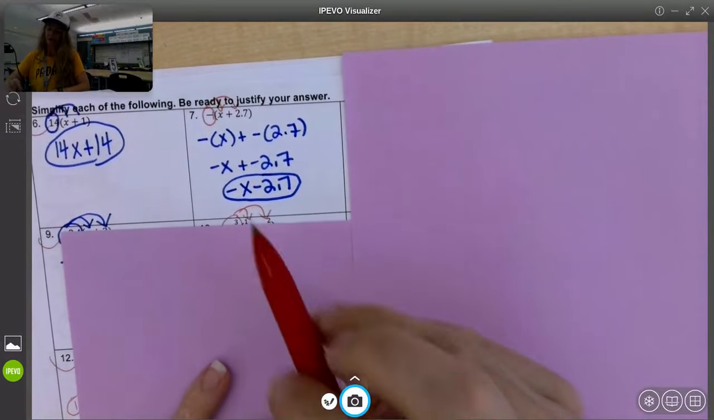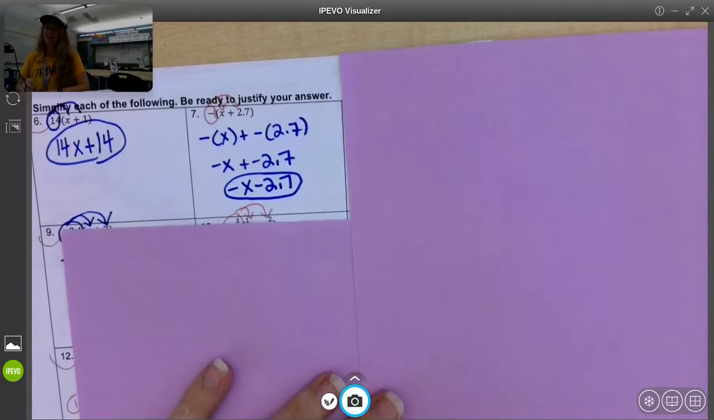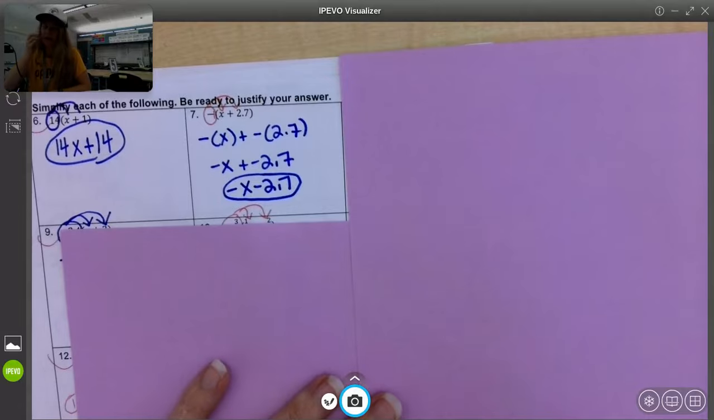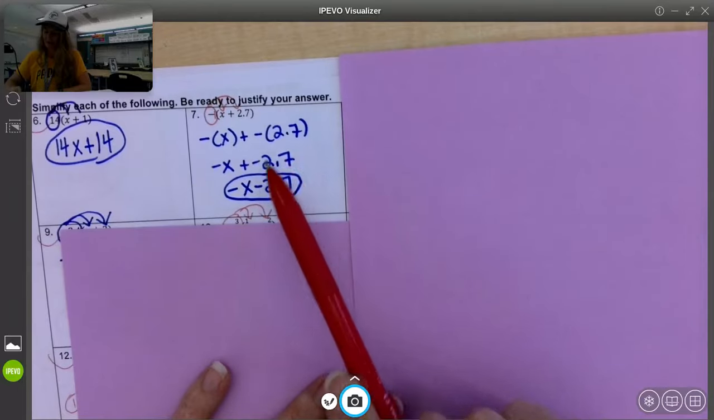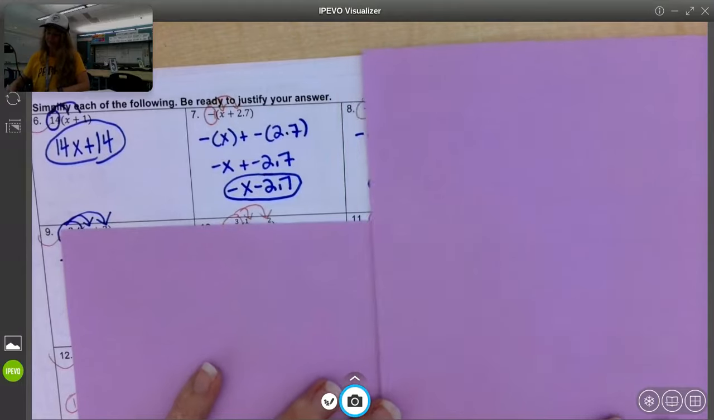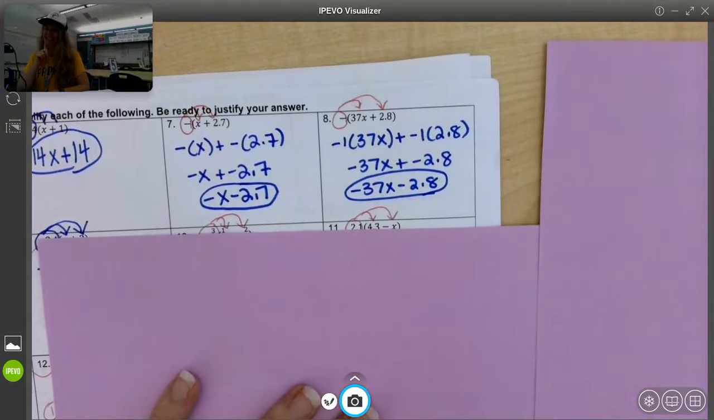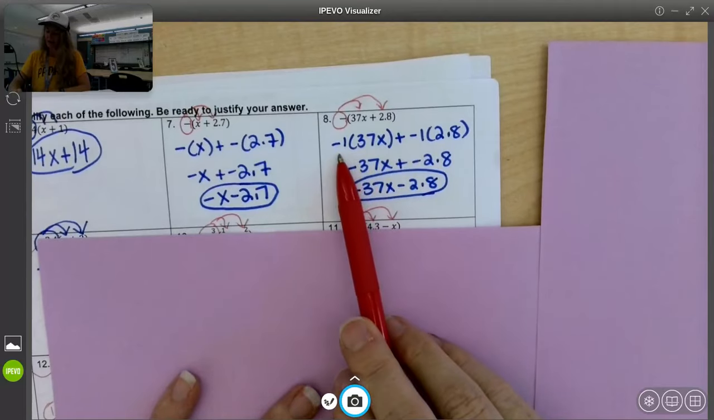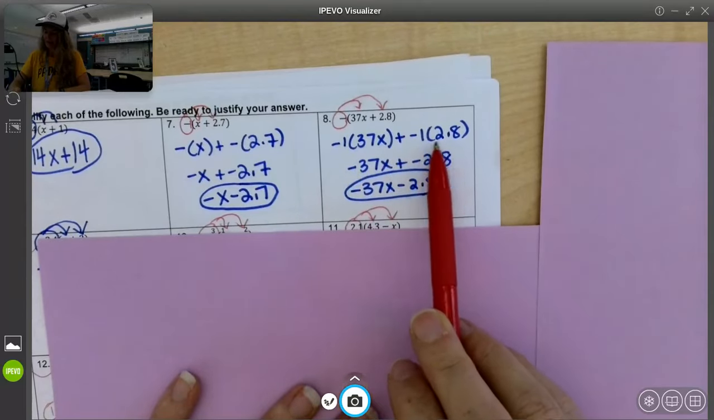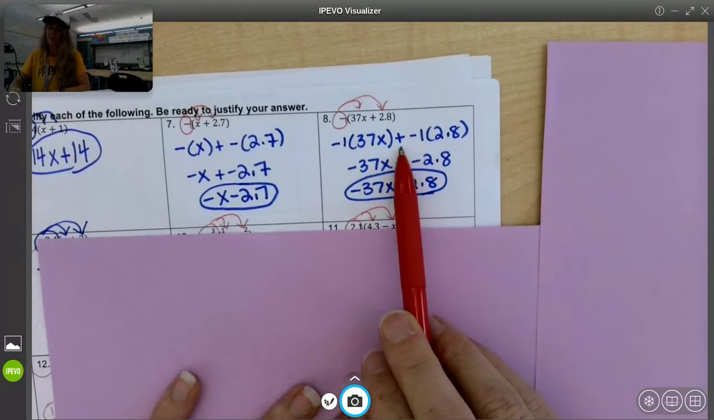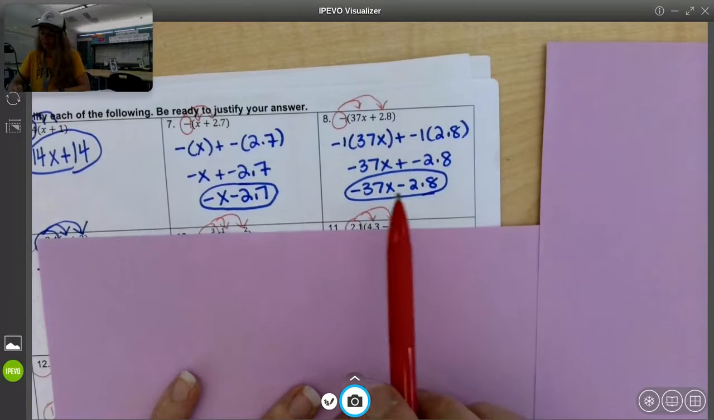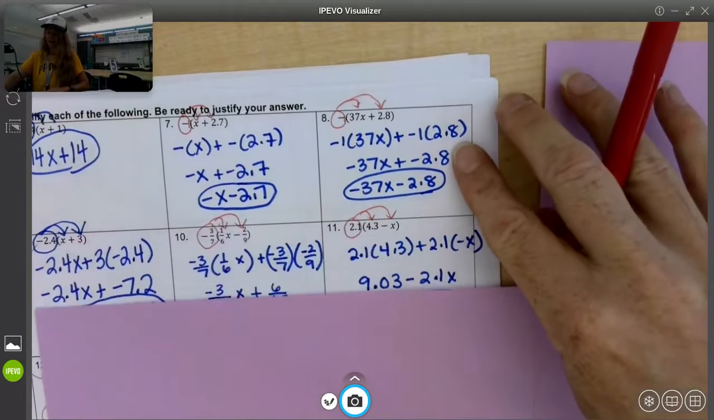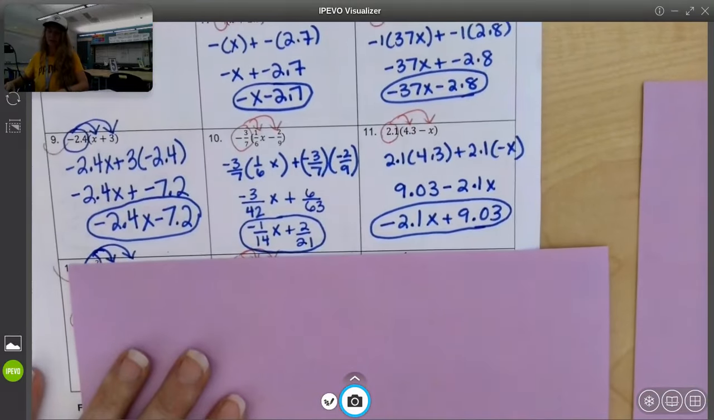First one you had to do, notice you're distributing a negative 1. If there's not a number there, but there's a negative, it is a sneaky, silent, shh, negative 1. So again, I wrote negative 1 times x plus negative 1 times 2.7, which gets me negative x minus 2.7. Next one, again, it is that sneaky, silent negative 1 that's being distributed, negative 1 times 37x plus negative 1 times 2.8. I always put plus in between the two products and worry about the sign after I look at the numbers. I get negative 37x minus 2.8. Let's look at the next two.